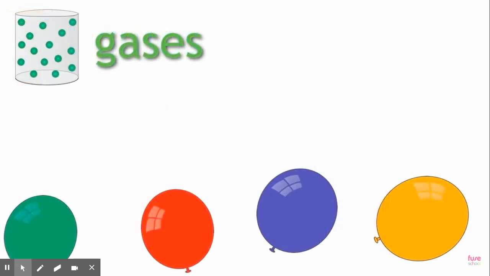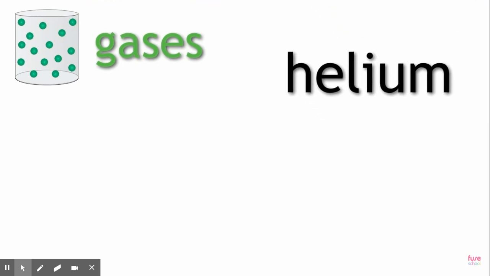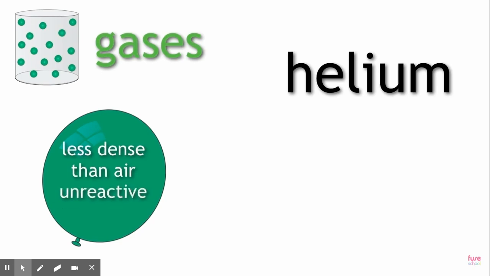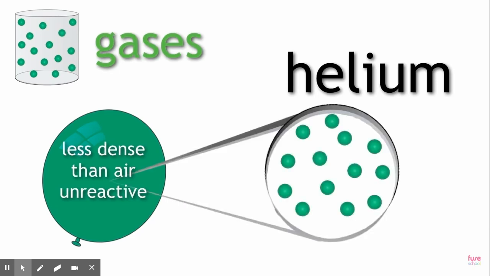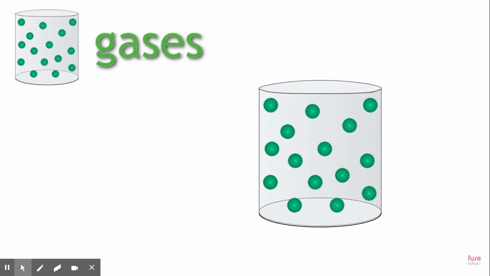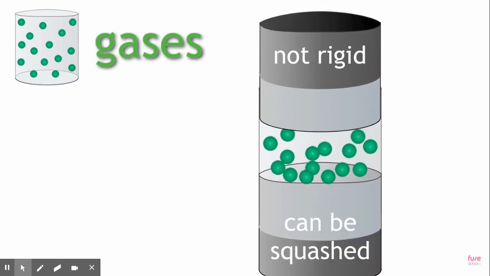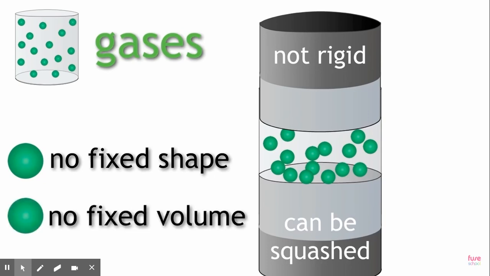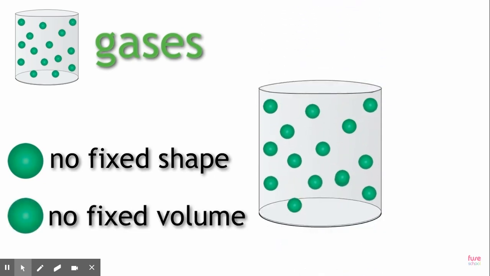Finally, let us look at gases. An example of a gas is helium. This is the gas in party balloons because it is less dense than air and unreactive. Again, as with solids and liquids, the properties of gases depend on how the particles in gases are packed. Unlike solids and liquids, the particles in gases are not closely packed, they are far apart. As a result, gases are not rigid and can be squashed and compressed. They do not have a fixed shape nor fixed volume. They fill the whole space they are in.